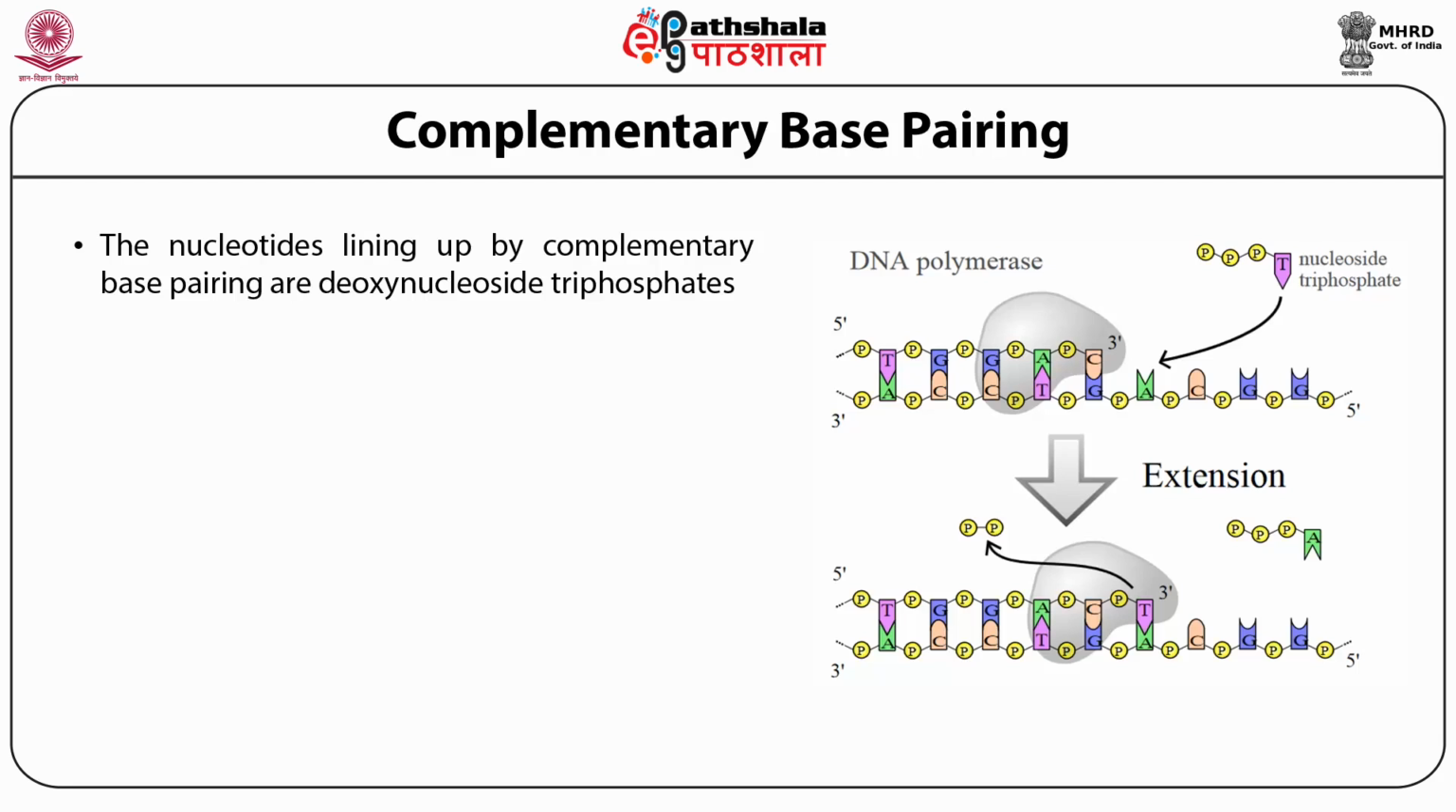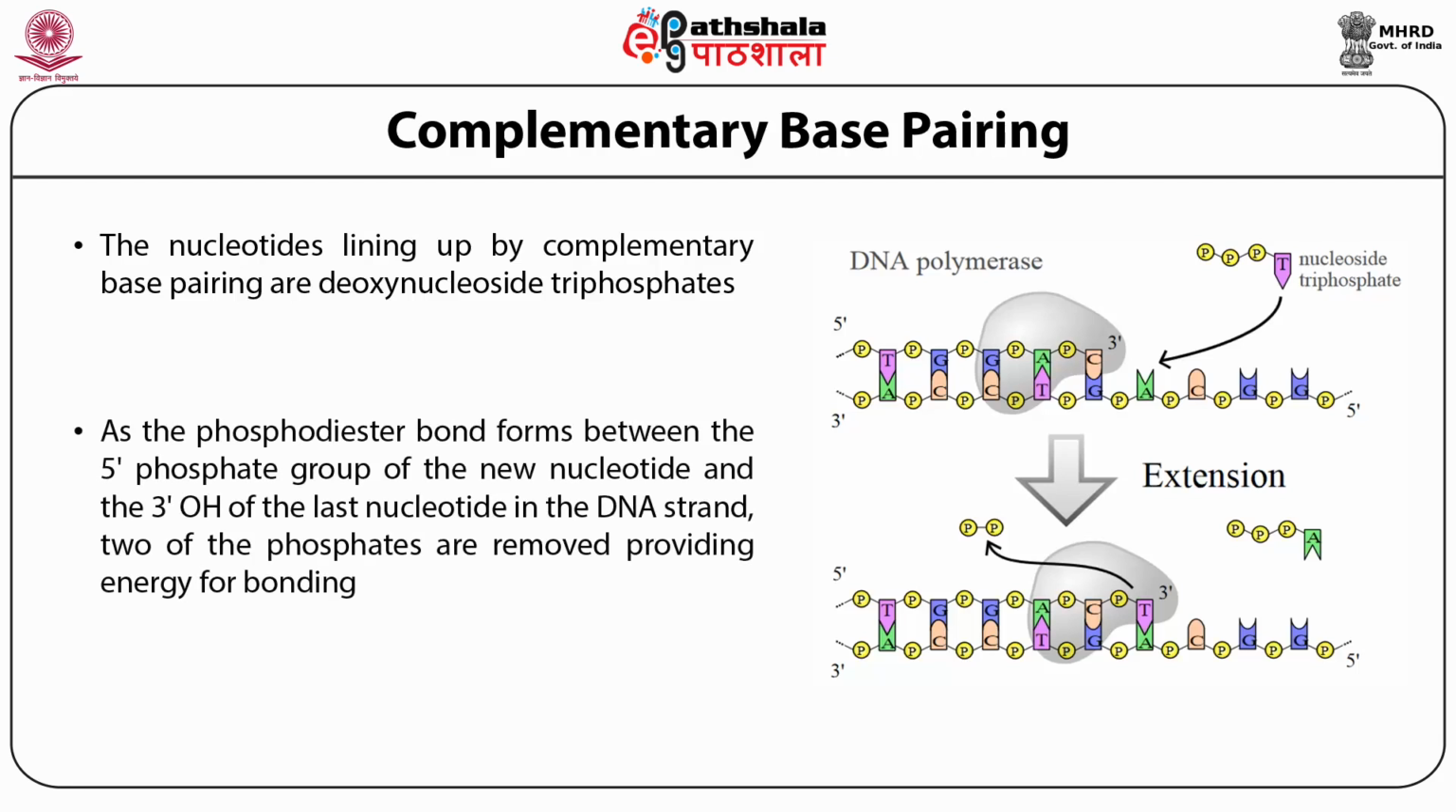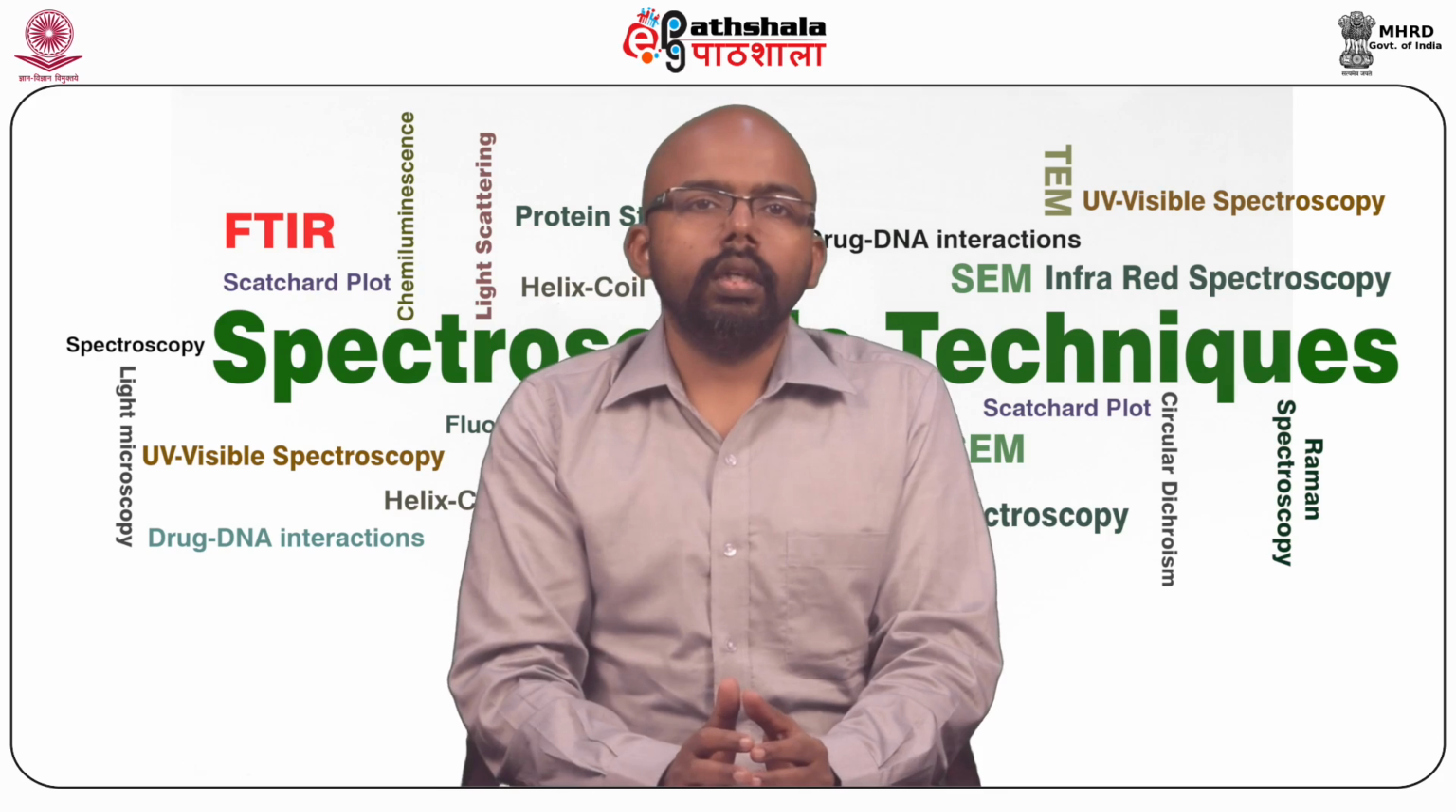These are connected by hydrogen bonds, and the phosphodiester bond is formed between the 5' phosphate of the incoming nucleotide and the 3' hydroxyl group of the last nucleotide in the DNA strand. Two phosphates are removed, and this makes the reaction exothermic, thereby making it essentially irreversible.